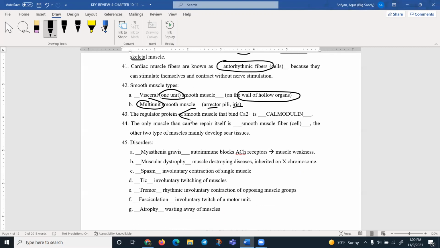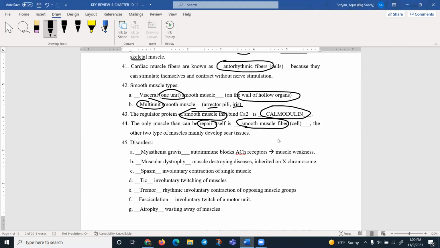Now for the smooth muscle, the protein that binds calcium is not troponin, but it is called calmodulin. The different name, different action actually. The only muscle that can repair itself is the smooth muscle. For example, when a blood vessel is broken and we are bleeding, it can be repaired because it has the ability to repair.